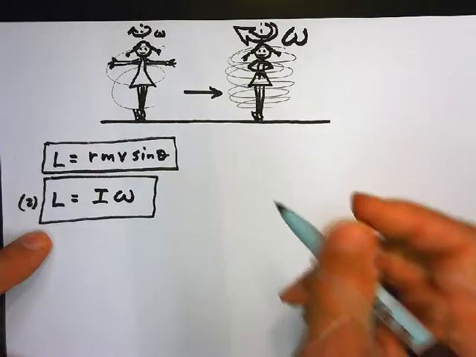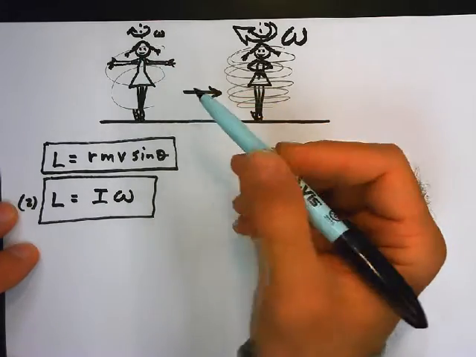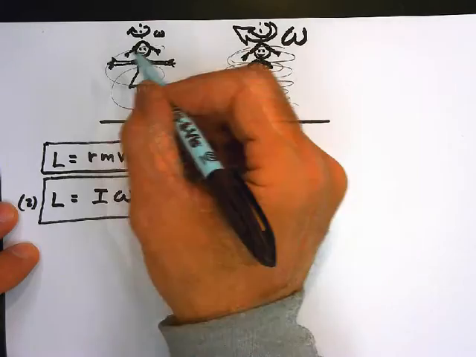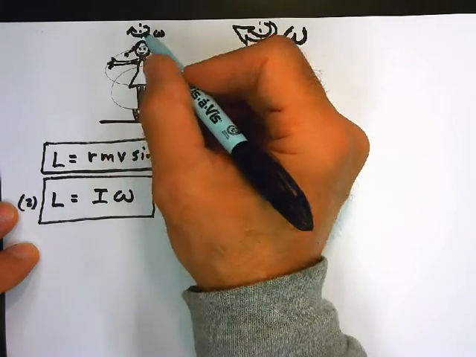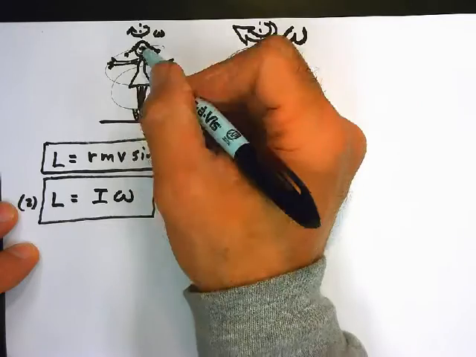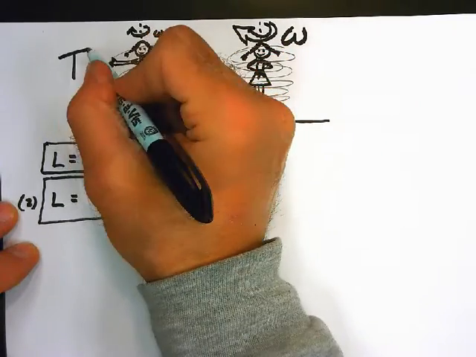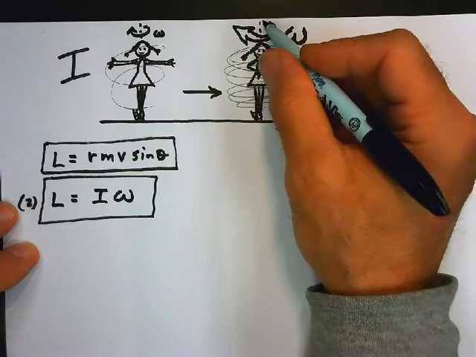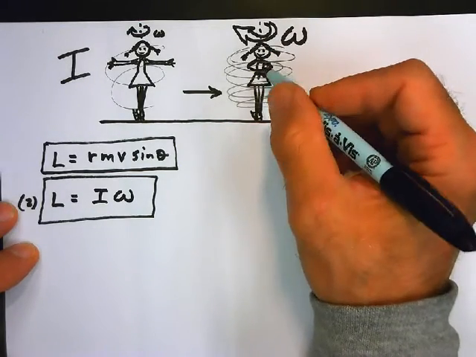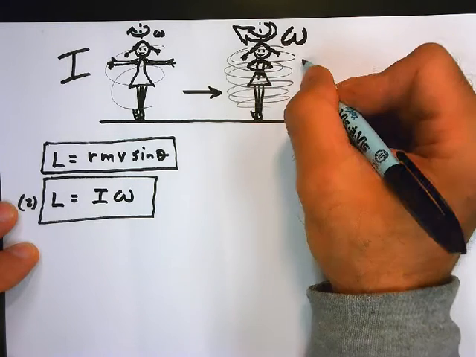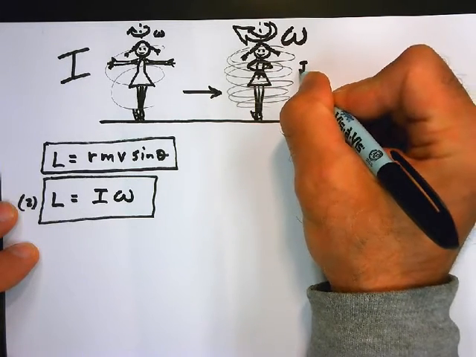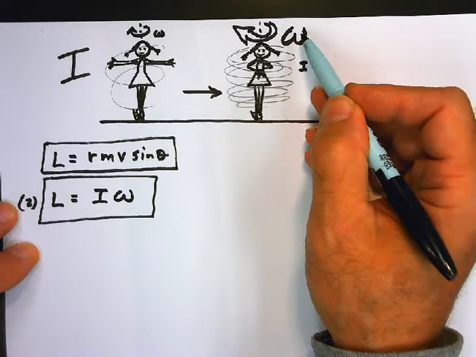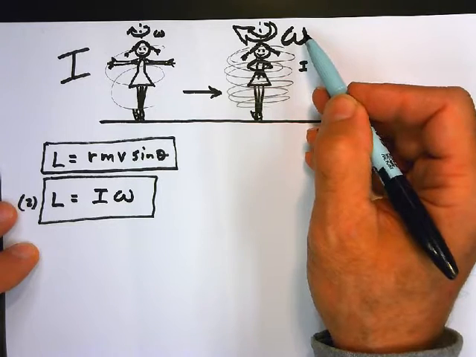So let's see how that would work here. In the case of the ice skater with arms extended, there's more mass concentrated farther away from the pivot, the axis of rotation, so therefore the moment of inertia is big here. In the case of the ice skater who moves her arms in, she reduces her moment of inertia by a lot, and so therefore the angular velocity or angular speed increases enormously.